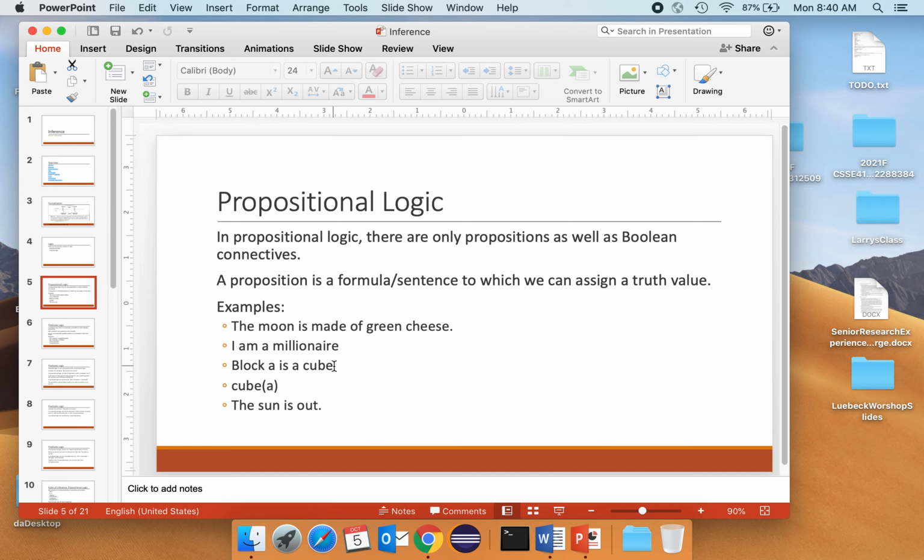Block A is a cube, or written slightly differently, cube A. The sun is out. So these are all things to which we could potentially assign a truth value. It's not a question, it's not a command, it's not an acknowledgement. These are things that have subject, predicate, object, pretty much.